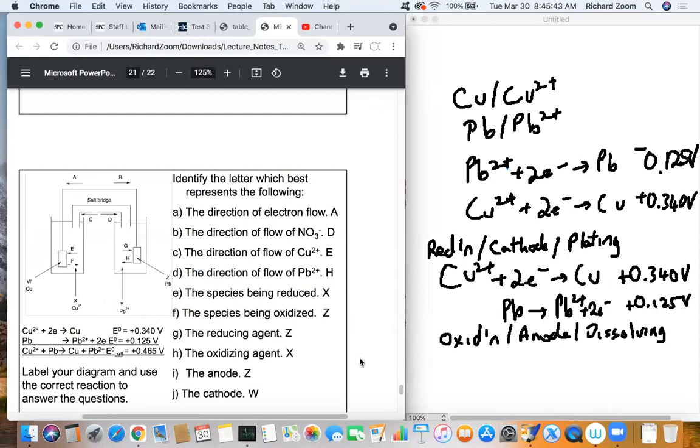I have a question. Yeah. So the copper 2+ is plating because it's a reduction reaction, right? That's right. Okay. All right. So how do you feel about the copper 2+?